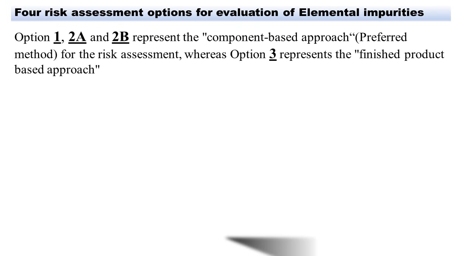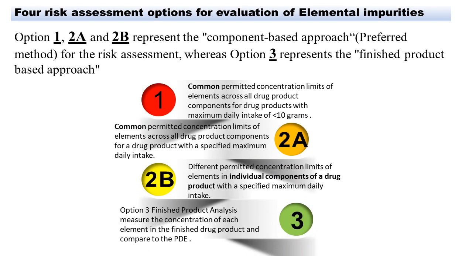Four risk assessment options for evaluation of elemental impurities. Options 1, 2A and 2B represent the component based approach, which is the preferred method for the risk assessment, whereas option 3 represents the finished product based approach. Option 1: common permitted concentration limits of elements across all the drug product components for a drug product with maximum daily intake of less than 10 grams.